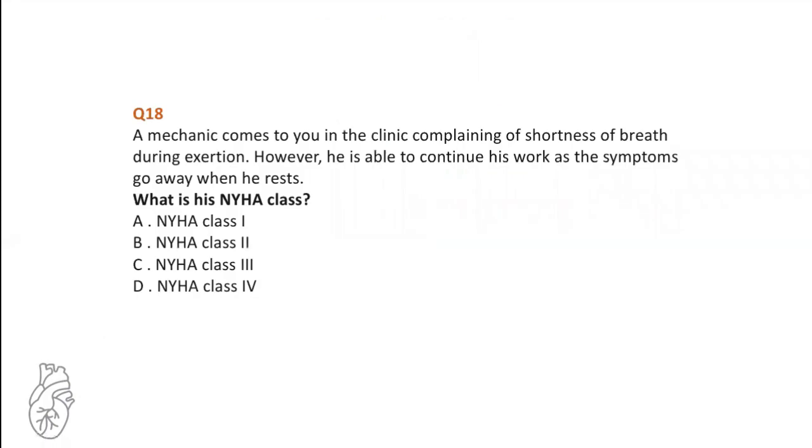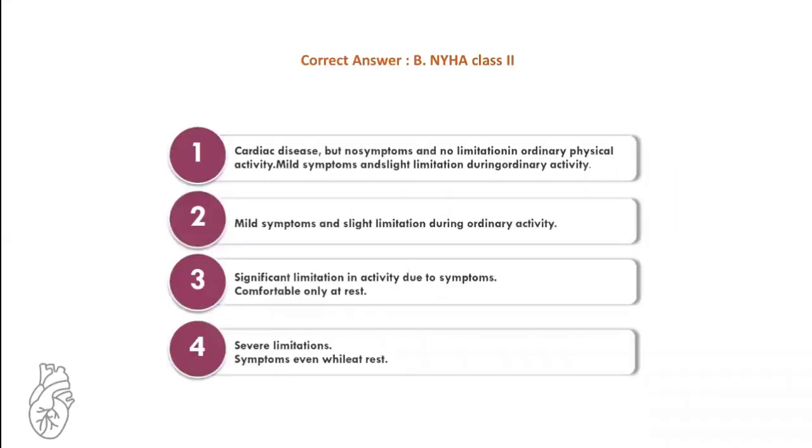A mechanic comes to you in clinic complaining of shortness of breath during exertion. However, he is able to continue his work as the symptoms go away when he rests. Which class is he in New York Heart Association? Class 1, class 2, class 3, or class 4? Class 2, B. Class 2, yeah. Yes, perfect. So you got that one, guys.